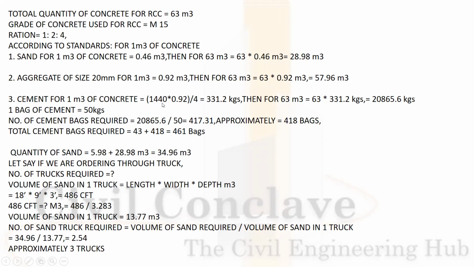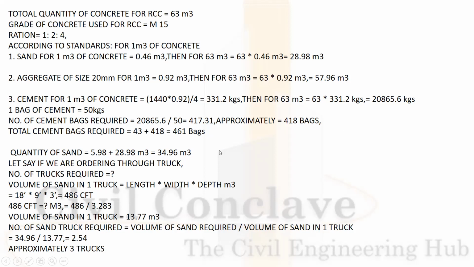Cement for 1 cubic meter of concreting, 1440 multiplied by 0.92 divided by 4, that is 331.2 kgs. For 63 cubic meter, you require 20,865 kgs. One bag is equal to 50 kgs. So the number of cement bags required is 20,865 divided by 50, that is 417.31 bags. Quantity of sand, 5.98 plus 28.98, is 34.96 cubic meter.